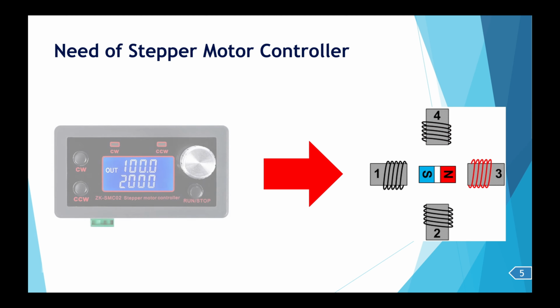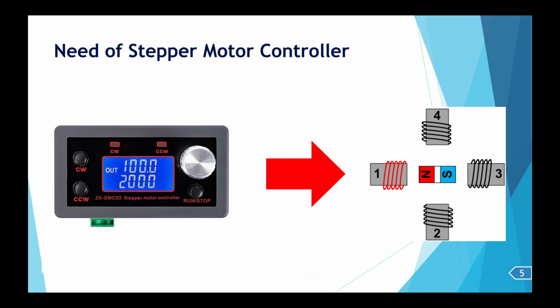To control a stepper motor we need pulses, and those pulses are fed from a stepper motor controller. These pulses cannot be generated physically by means of switches; they are only generated by switching devices or the stepper motor controller. To maintain minimal cost, we generally use the stepper motor controller. So that is the main need of a stepper motor controller.